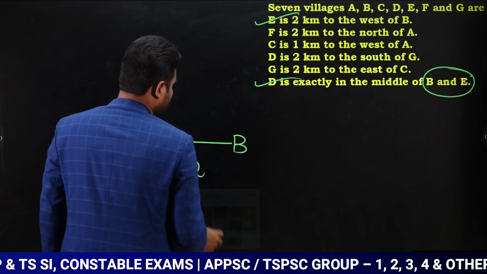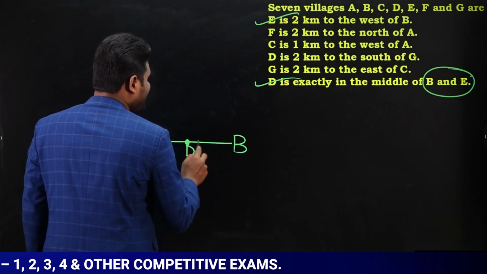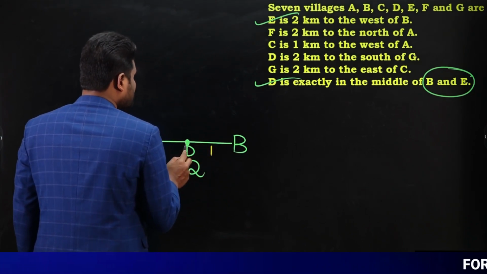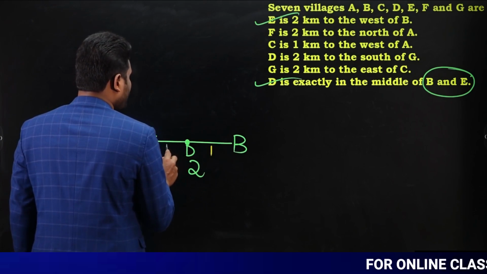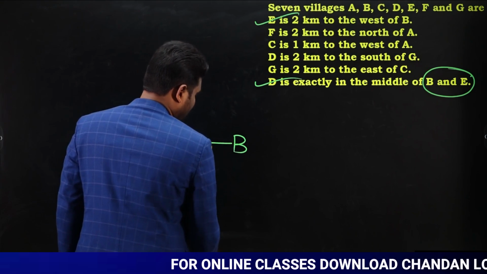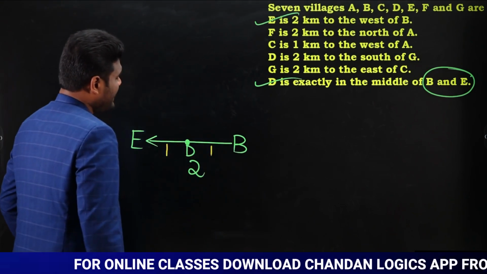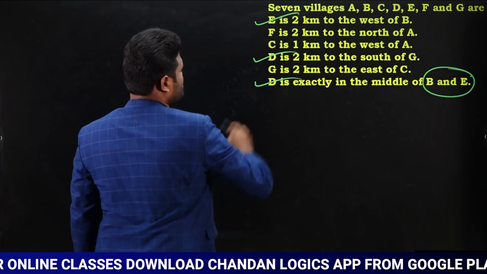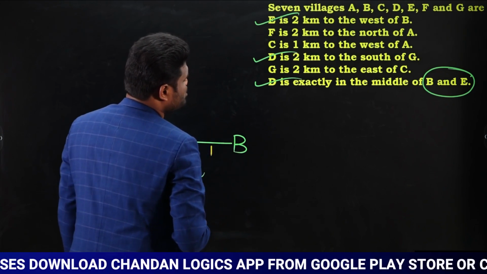Which means distance between BD is going to be 1 kilometer. Distance between ED also going to be 1 kilometer. Why? Means it is exactly in the middle of EB. Okay. Let us look at the next statement. Next, with respect to D, you have one more statement. D is 2 kilometers south of G.